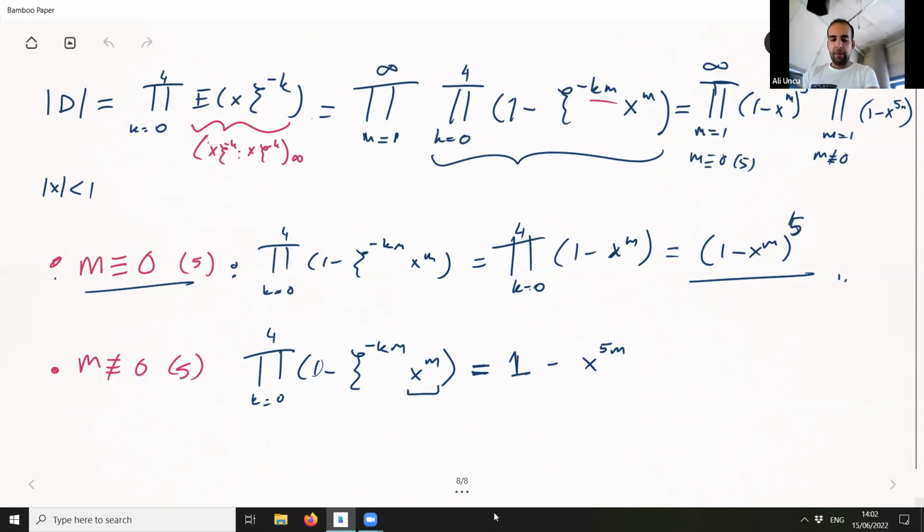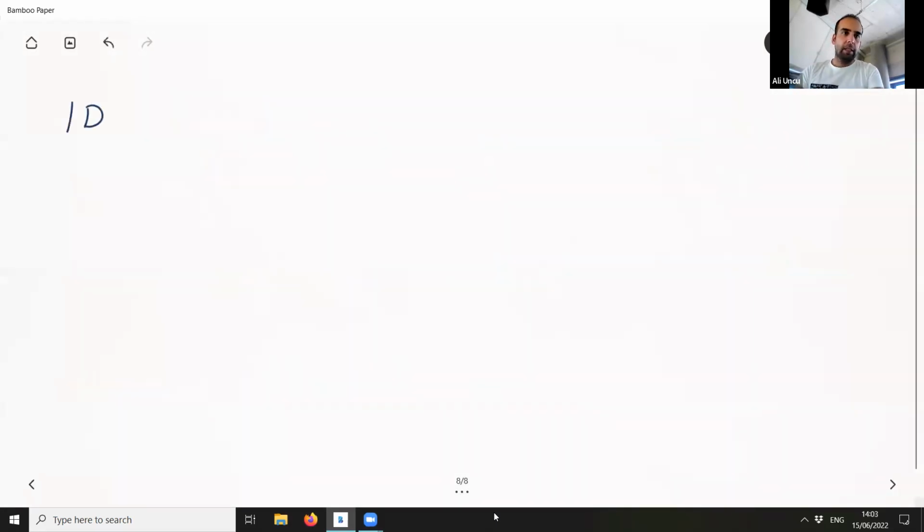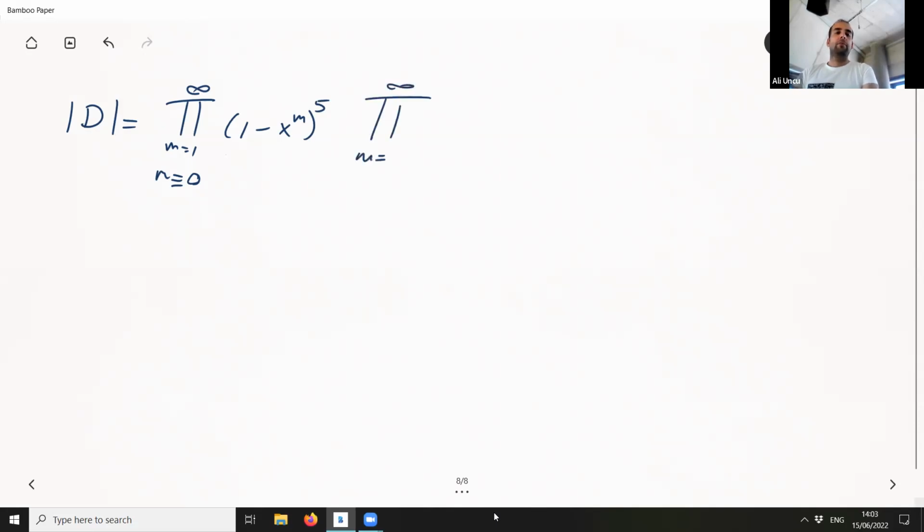Now we actually have what we want. So once again, let me write this. D is the product, m from 1 to infinity, m is congruent to 0 modulo 5, then we have 1 minus x^m to the power 5. That was how the simplification was going on. And we also have m from 1 to infinity, and m is not congruent to 0 modulo 5, then it is 1 minus x^(5m).